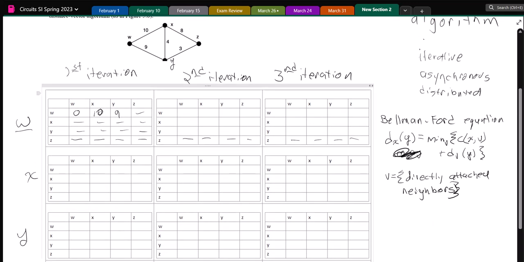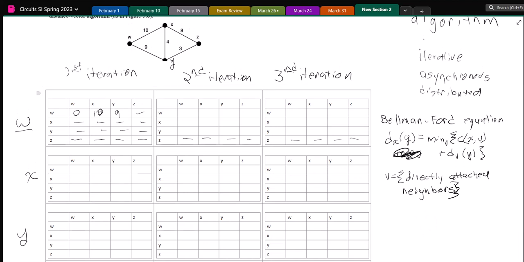Even though they're directly attached to you, what row X is, is what X has told you about how much it costs for X to go to W, X, Y, and Z. So if I'm in W's table, each row is the information you got from that node. That node sends you its distance vector. So what I just wrote is W's distance vector. The rows X, Y, and Z will be the distance vectors that X, Y, and Z send to W, if they send them anything.